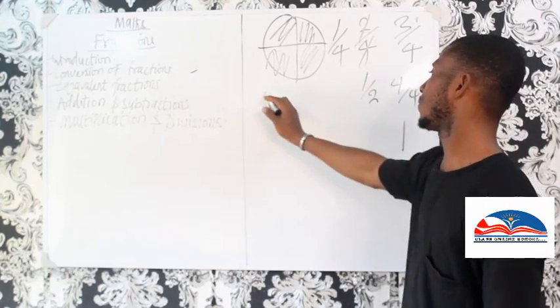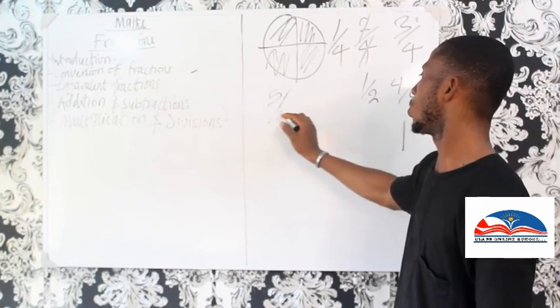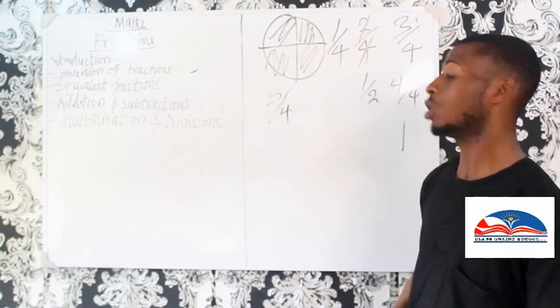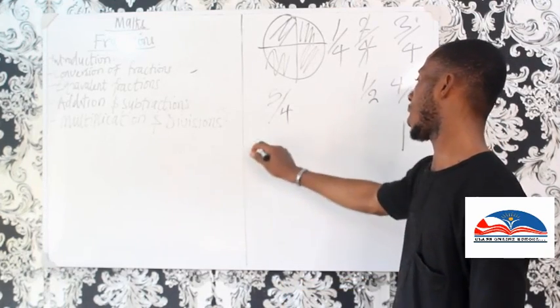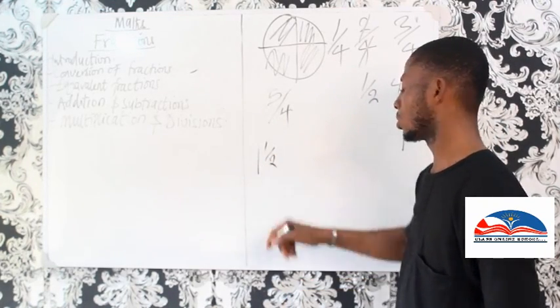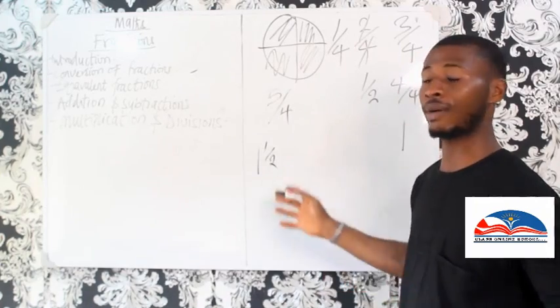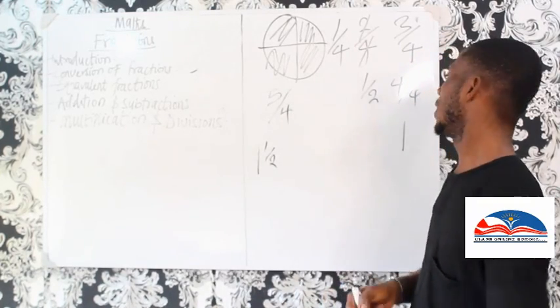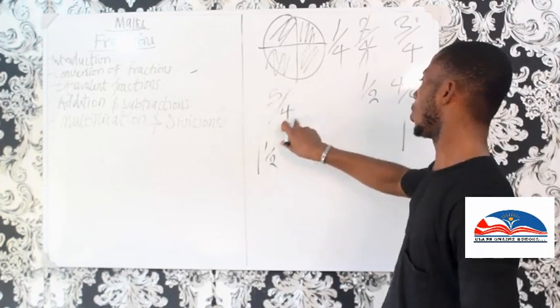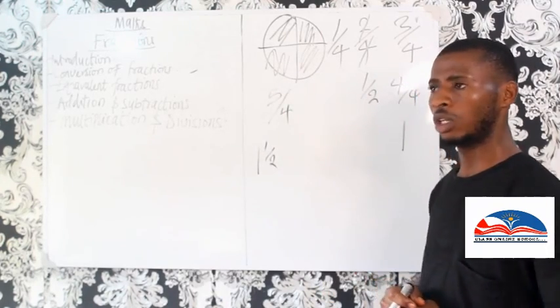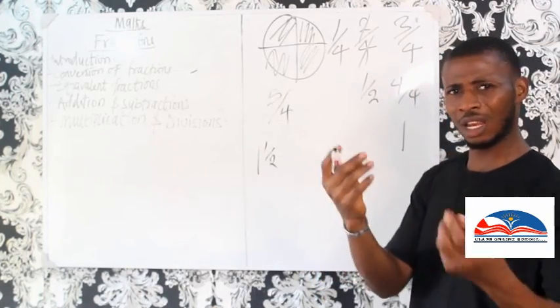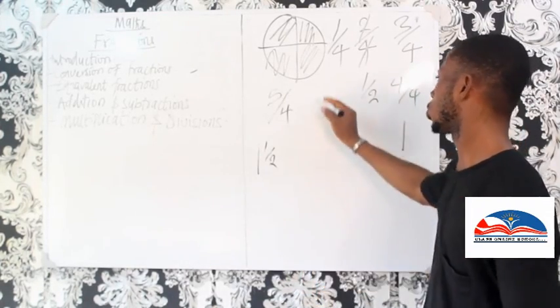Now, we have 5 over 4. We want to convert it to a mixed fraction. Let me bring also an example. I have 1 whole number and 1 over 2. I want to convert this into a mixed fraction. Let us start with this. 5 divided by 4. If you check, it will be 1 and a remainder, a little portion.